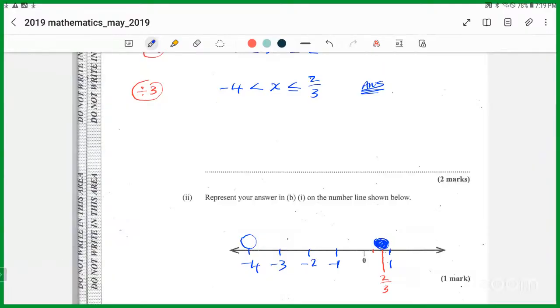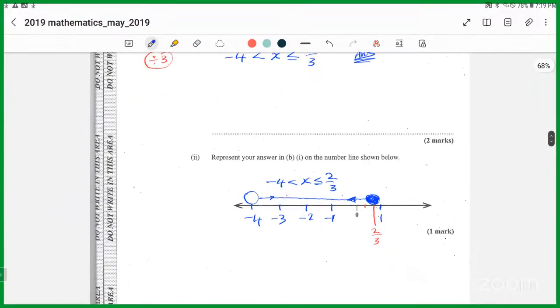And then to show that I want values between them, I can just join these. The arrow points to the right from this one, and to the left from this one. Write the inequality on it: x less than or equal to 2/3, but greater than negative 4. And that would be my number line for that inequality. Nice and easy like that. Okay with that?